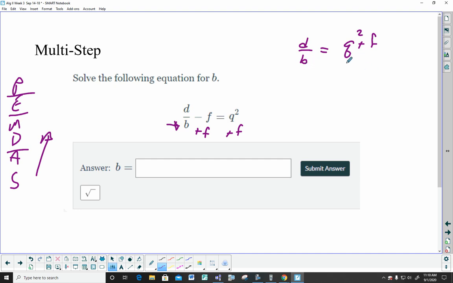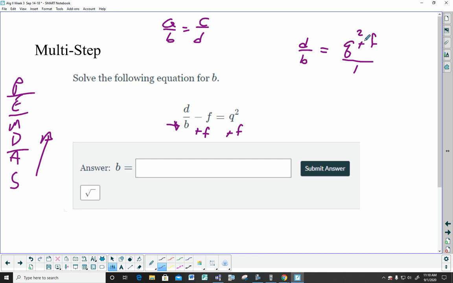One way you guys could do this is think of it as a proportion. A over b equals c over d. When you have this, you cross multiply. That's the only time you cross multiply. If I put this over 1, you can see a proportion now.